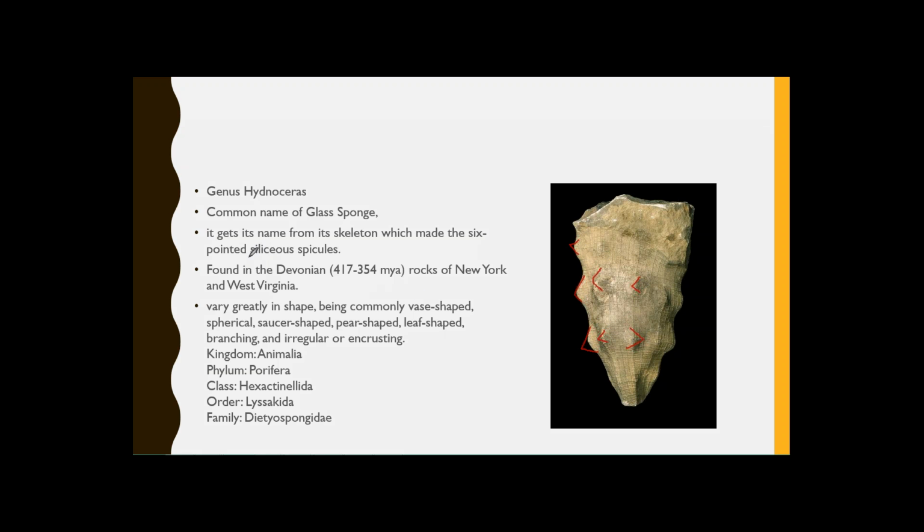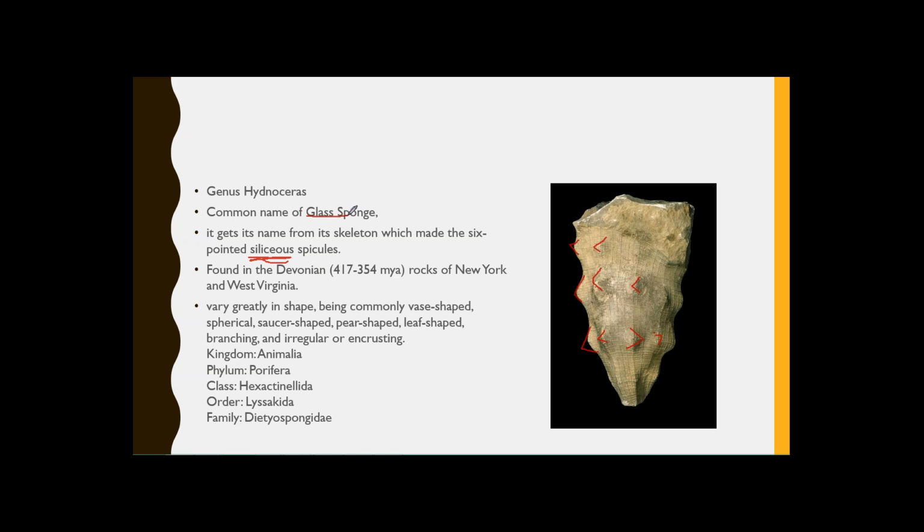And this word here just means it has silicates. So it just means that this skeleton has silicates in it. And it was found in the Devonian era in New York and West Virginia. So usually their shape does kind of vary. You do have some vase, some spherical, some pear, but the thing that you're going to use to distinguish it are these bumps that we call spicules that project out of it. So that's going to be the defining characteristic for something like this.